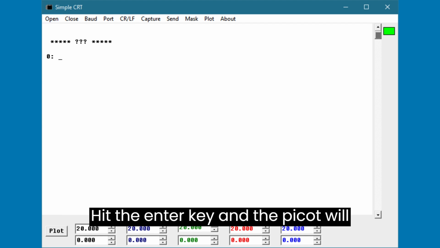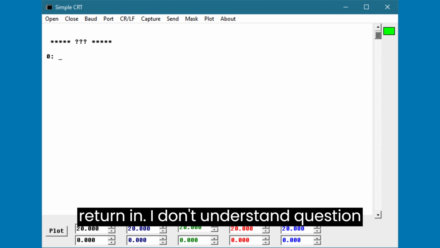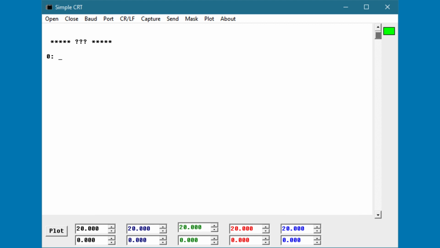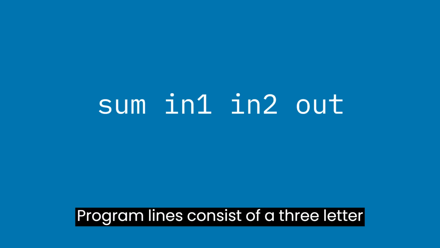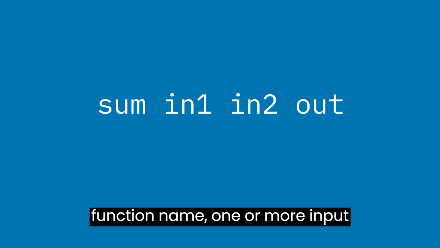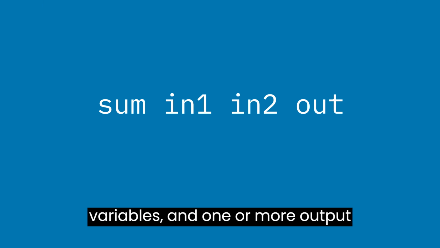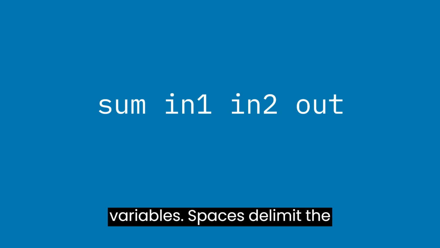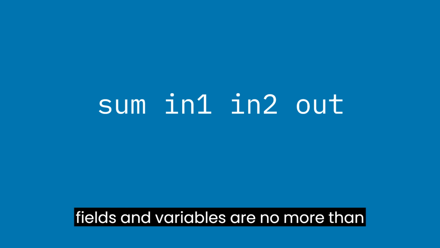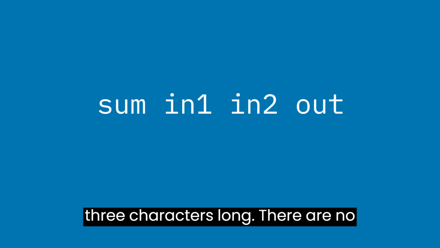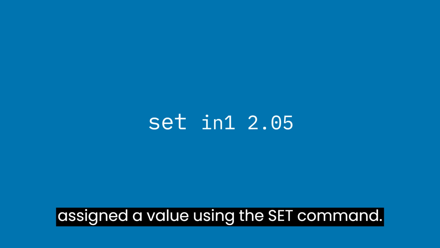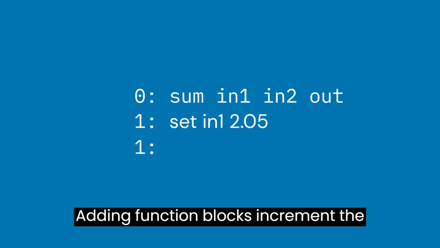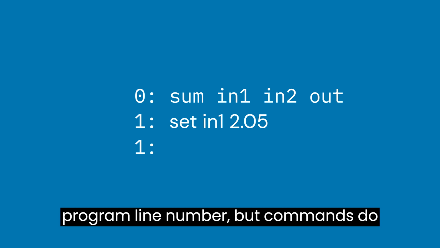Hit the Enter key and the Pico will return an "I don't understand" and a 0 : prompt. The 0 is the current program line number. Program lines consist of a 3-letter function name, 1 or more input variables, and 1 or more output variables. Use spaces to limit the fields, and variables are no more than 3 characters long. There are no constants. Variables are initialized to 0, but can be assigned a value using the set command. Adding function blocks increment the program line number, but commands do not.